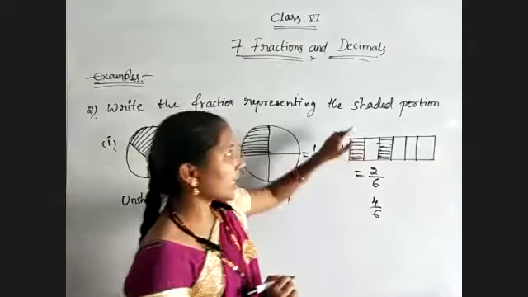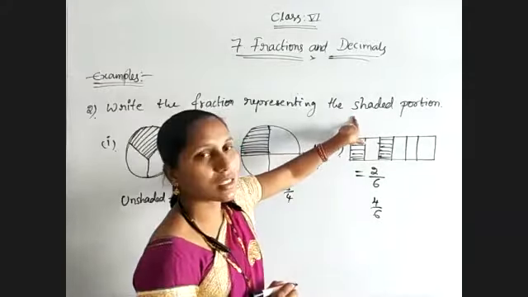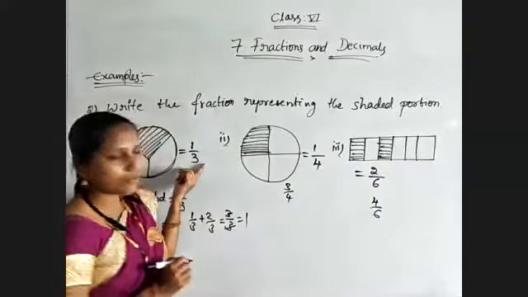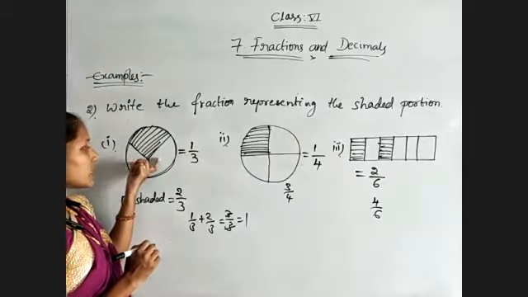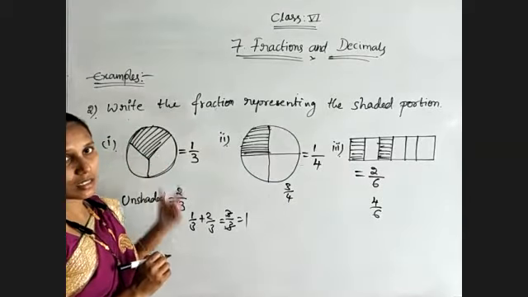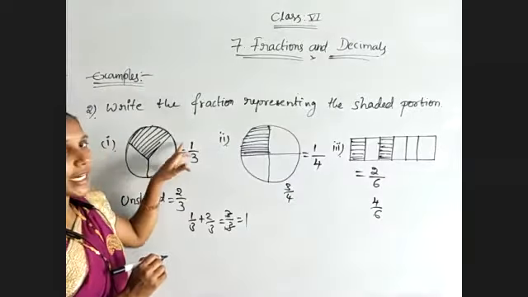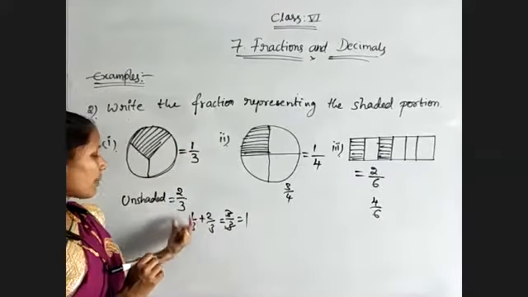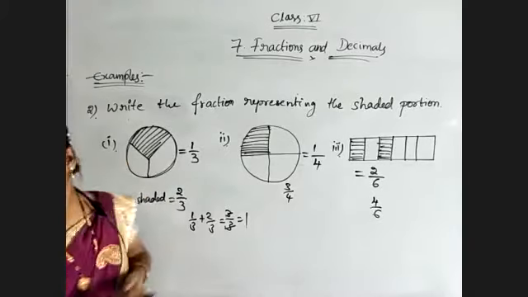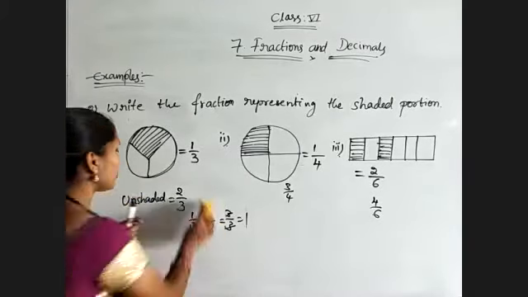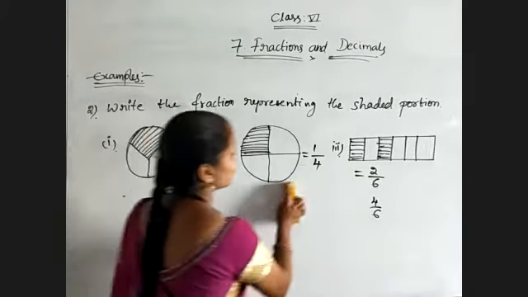Okay. So depending on the question, because here they have asked for the shaded portion, I have written the fraction for the shaded portion. If they are asking for the unshaded portion, we must select the unshaded part in the numerator. And if you add shaded and unshaded, you will get the total parts of the given object. So now coming to the next problem.